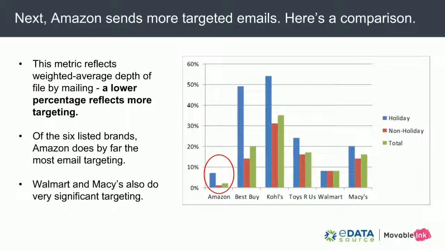Also, there's more targeting going on. When we talk about how we see targeting, we mean the extent to which email campaigns are sent to a relatively small percentage of what we estimate to be the brand's list size. We call this metric a targeting percentage. And the lower the number, the more targeting we infer. So comparing targeting across these brands, we see Amazon doing by far the most targeting, and a good deal more of that for the non-holiday mailings than for the holiday mailings.